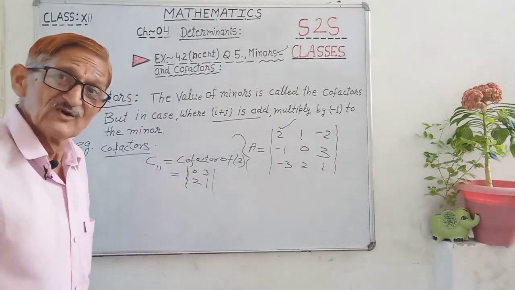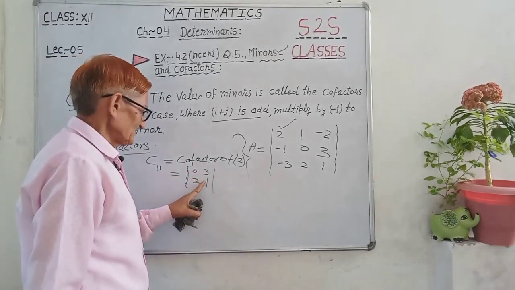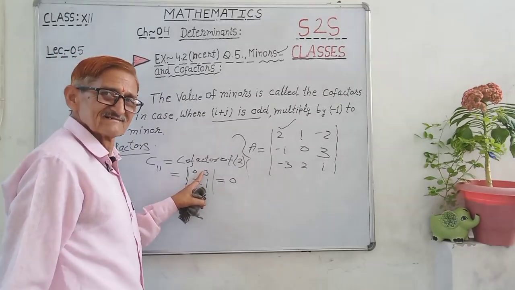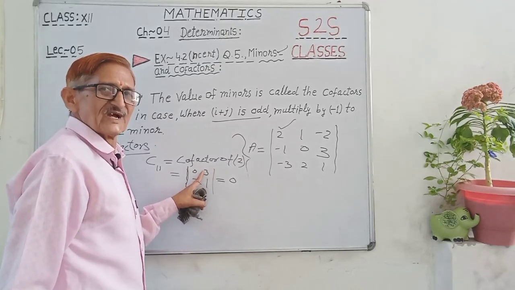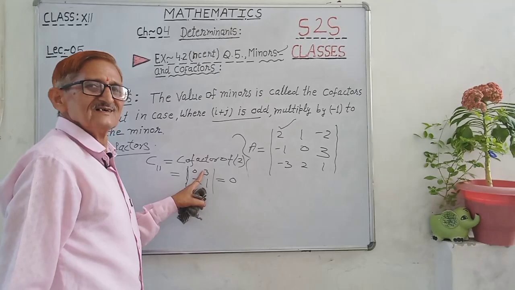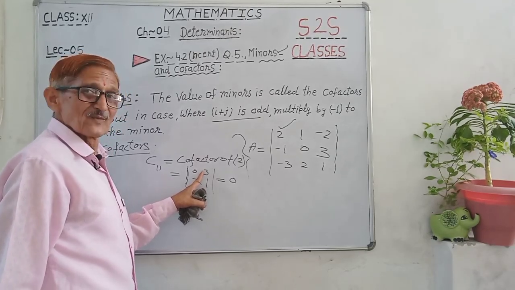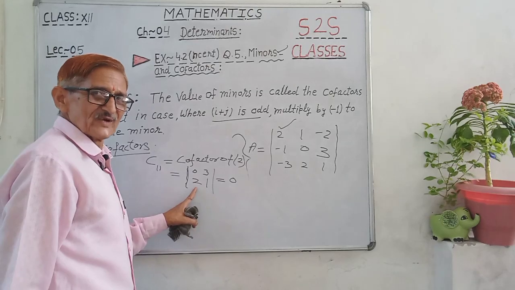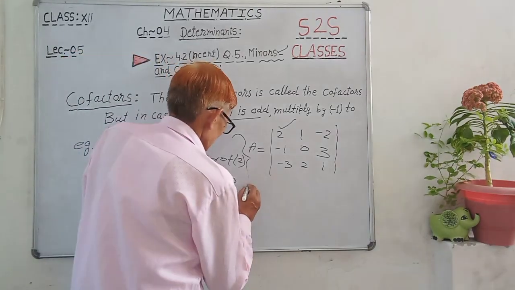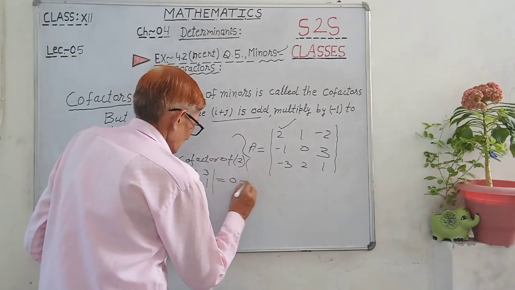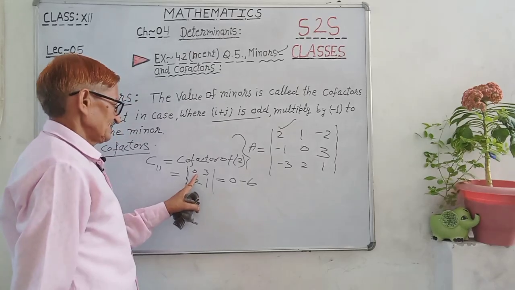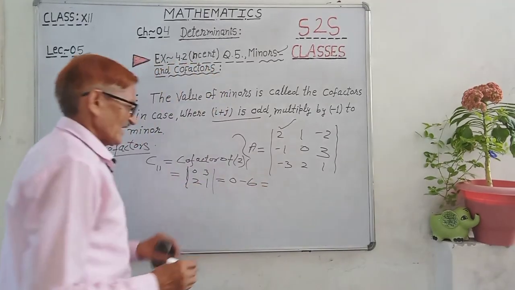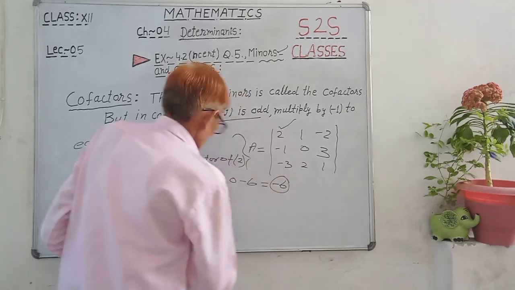The value of this: 0 into something is 0, and 3 into it is minus, -1 multiply, because we are expanding along A12. Then -3 into 2, remaining is 2. We are expanding, not writing the cofactor. So -3 into 2 is -6. Done, expanded along one row and one column. This is -6.